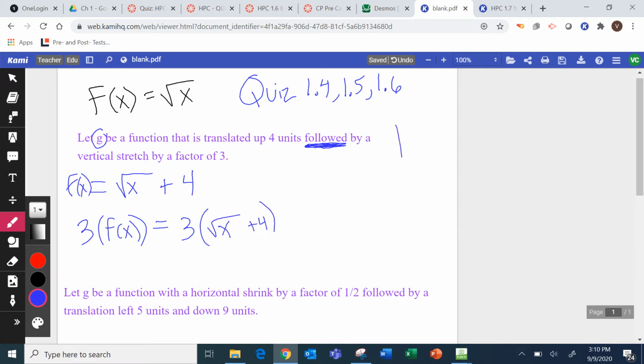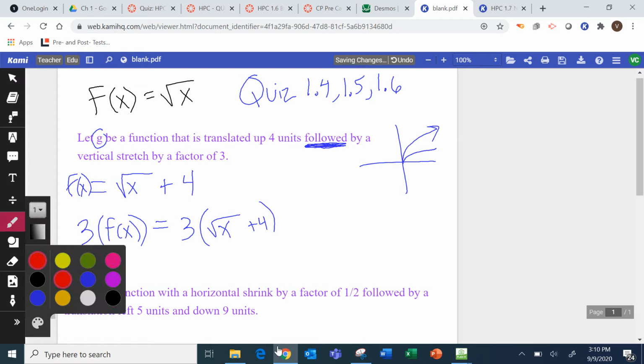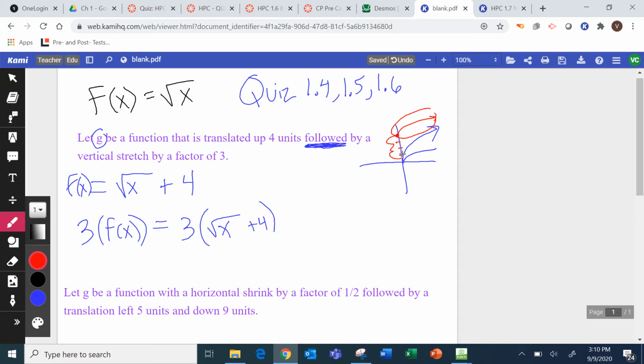So vertical stretch, normally, square root of x, just a square root of x right here, vertical stretch would maybe make it look like that. Let me change the color. Since this one was already up 4, and then we stretch it from here, it's making the entire function further away from the x-axis. It's not just stretching from the middle of the function, it's not stretching the two pieces out, it's taking the function and stretching it away from the x-axis. So it's going to have a further translation up than 4. And we'll see that when we distribute here.